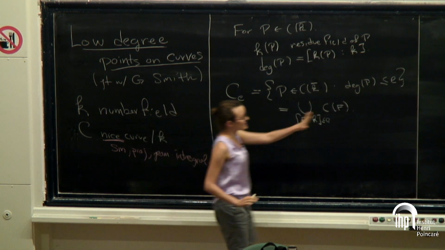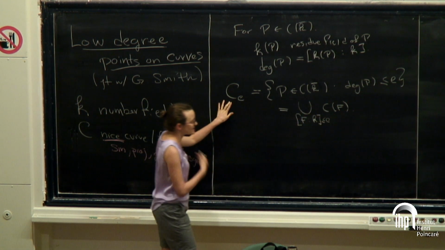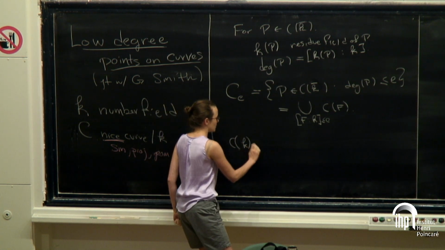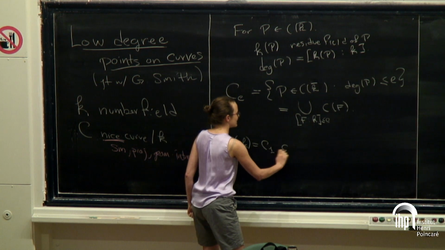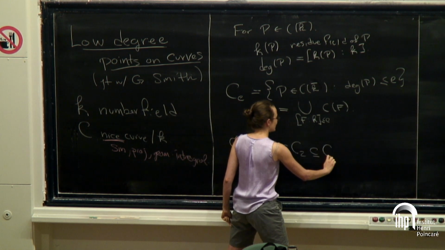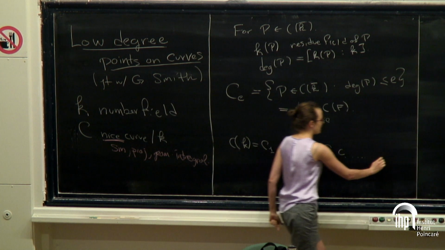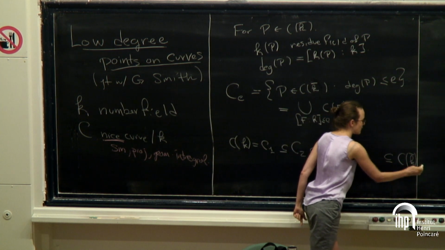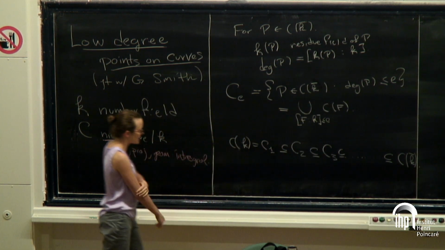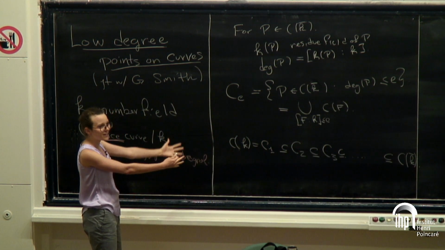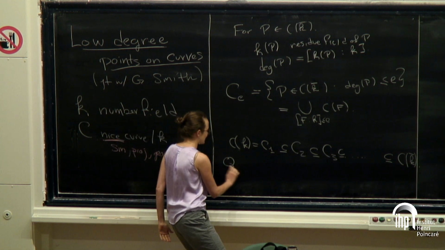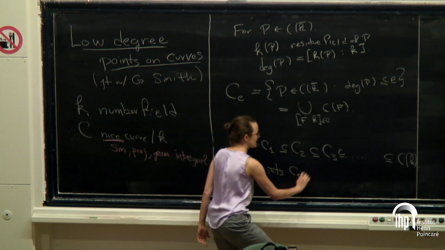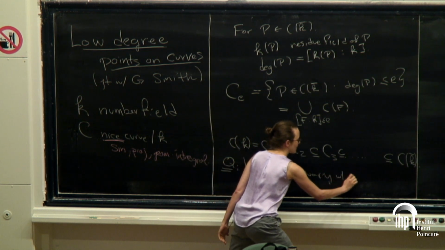Because I put at most e, these sets of points nest. On one side, I have the rational points, which is C1, which are contained inside the quadratic points, the cubic points, etc. And these all give some sort of tame filtration of all of the algebraic points on my curve. And now the motivating question for this talk that I'm interested in is how these sets C_e vary with the parameter e.